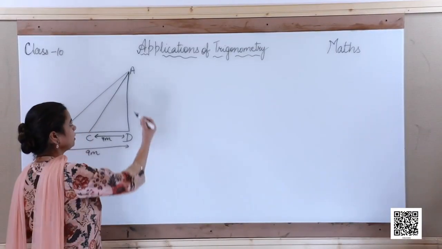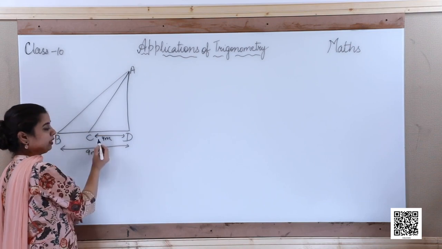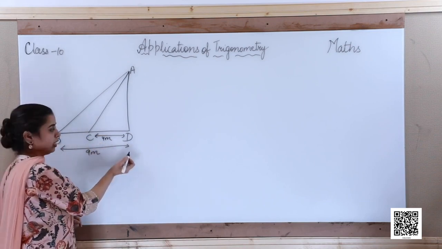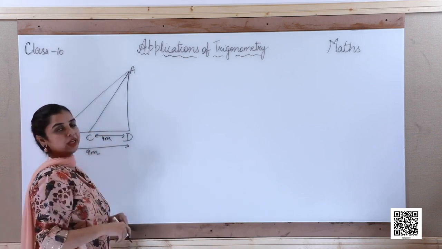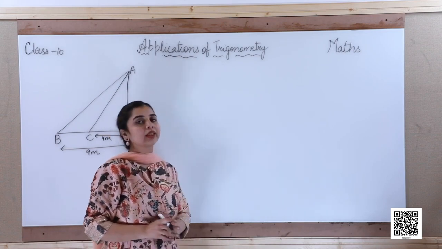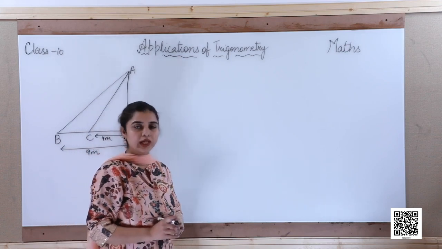So children, here if we take AD as the tower, the 2 points C and B are at a distance of 4 meters and 9 meters respectively. And the angle of elevation from these 2 points are complementary. Now what are complementary angles? We have done in smaller classes that complementary angles are those angles whose sum is equal to 90 degrees.